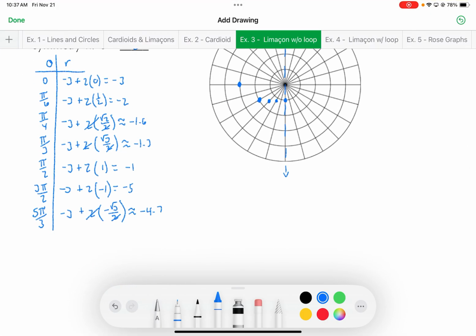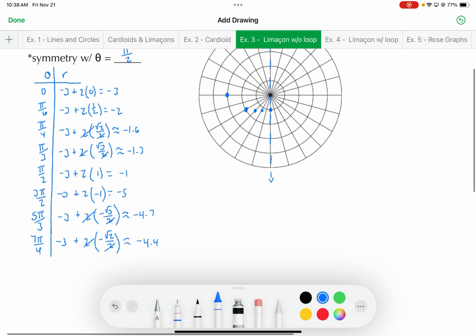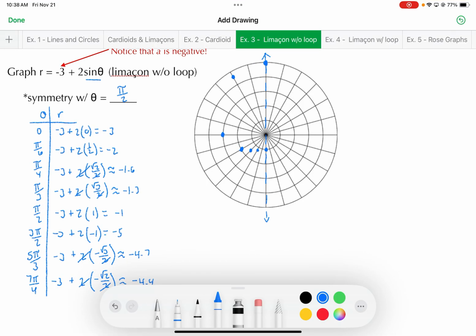All right, and then 2 more points and I think we'll be good. Let's go 7 pi over 4, or 315. Sine of that is negative radical 2 over 2. So negative 3 minus radical 2 would be negative 4.4. Okay, so here is 7 pi over 4's terminal side. Go backwards from there, 4.4.